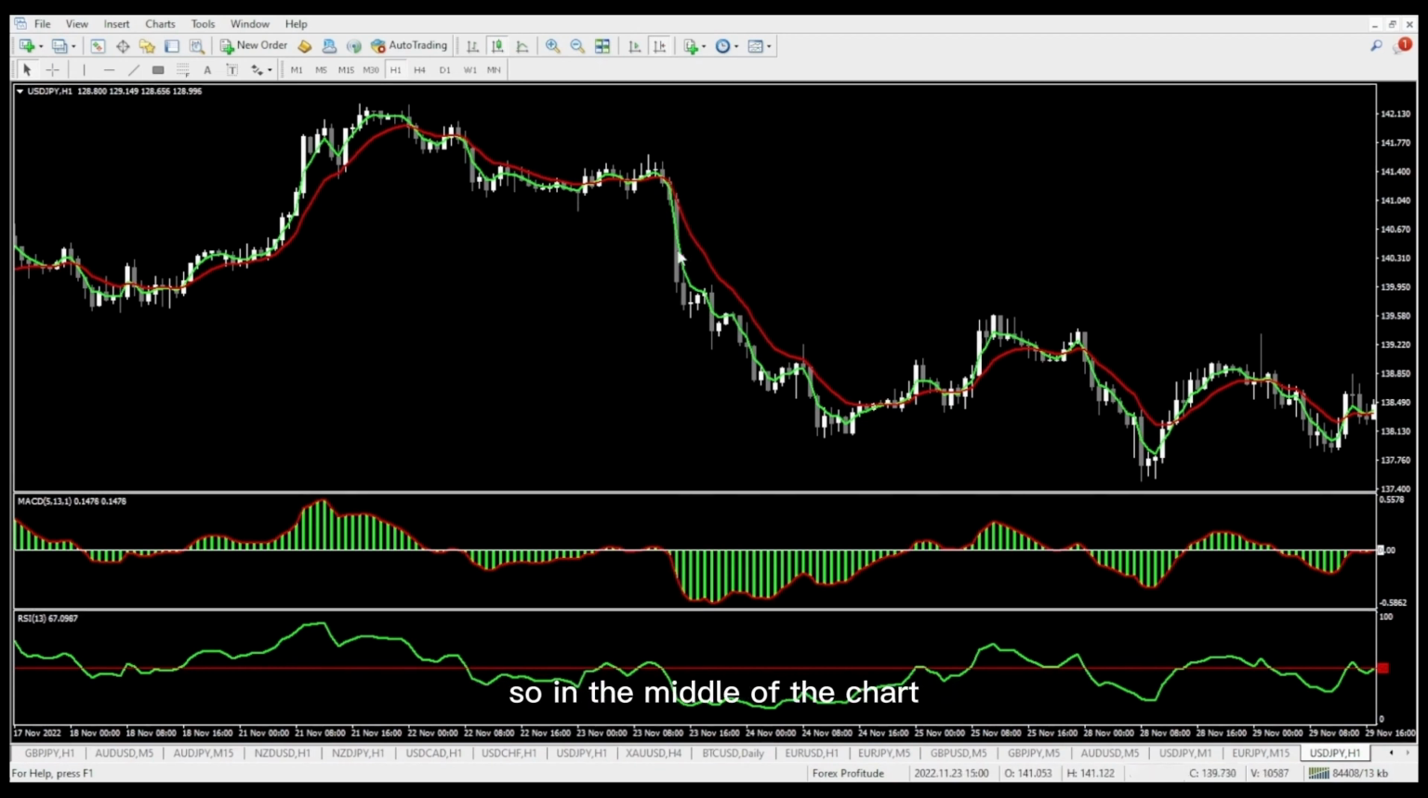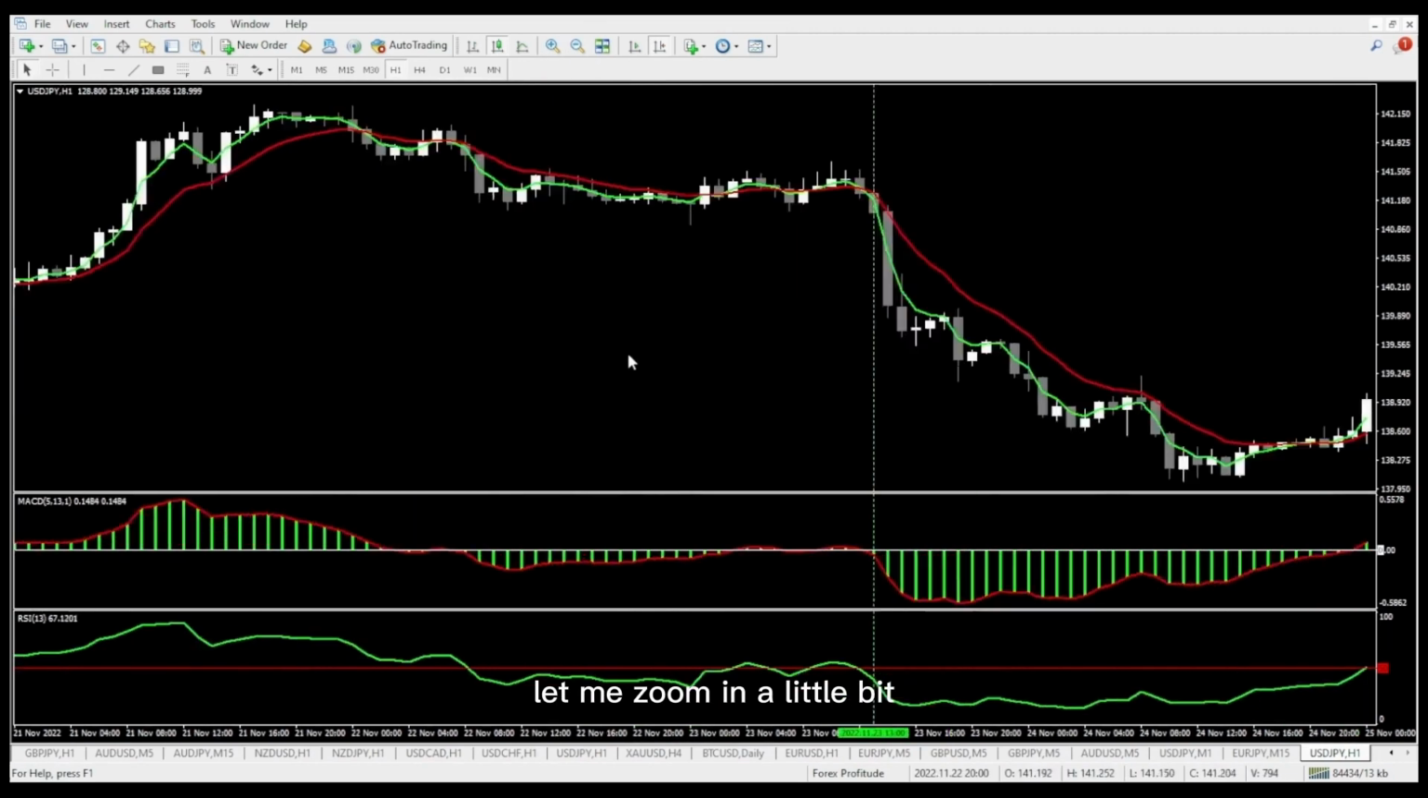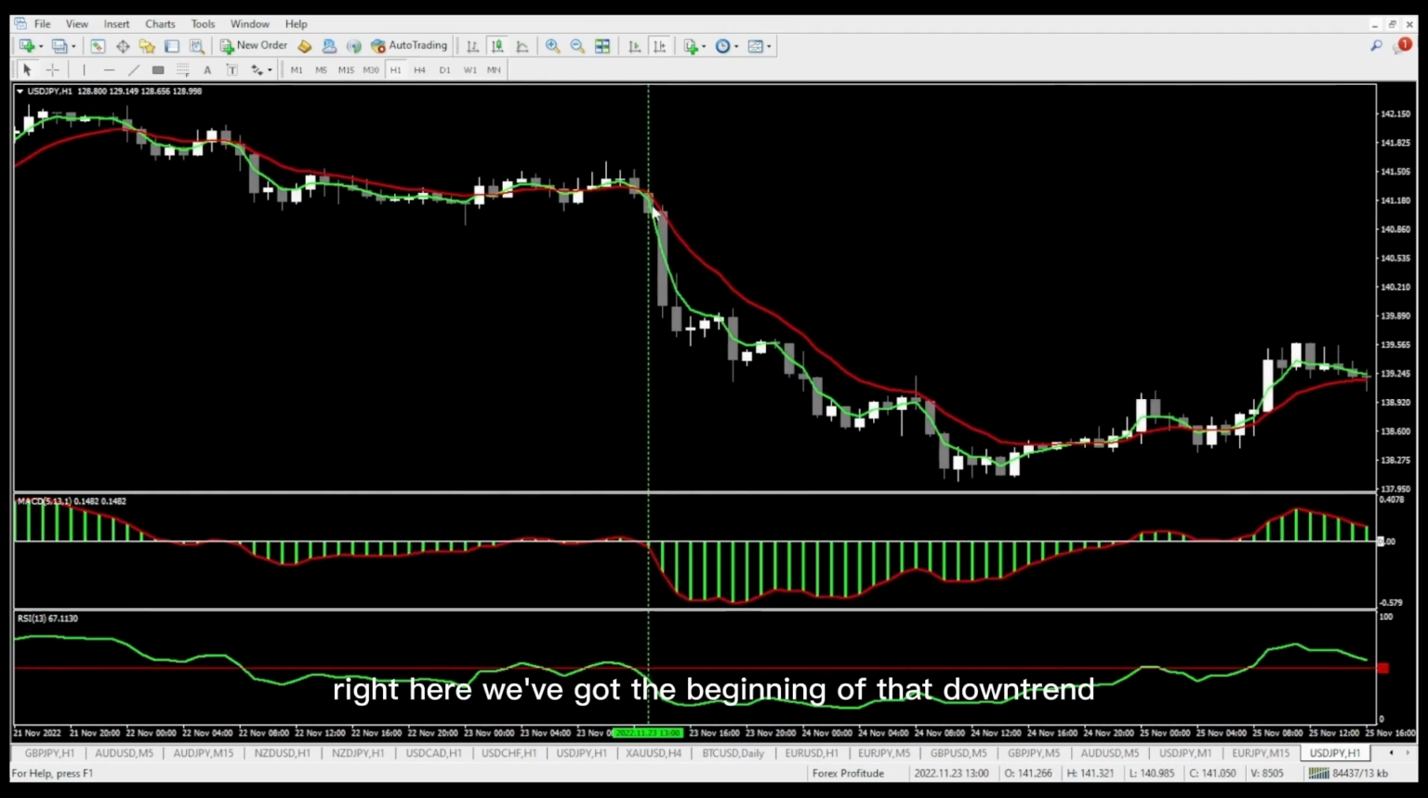So in the middle of the chart, we could use any of these examples in here. We could use this one, this one, this one. There are so many different short examples. When we have a downtrend, we'd simply be looking at the lower time frame for those trading opportunities. All right, so I'm going to mark off on the chart where that downtrend starts. So right here, I'm going to zoom in a little bit. Right here, we've got the beginning of that downtrend.